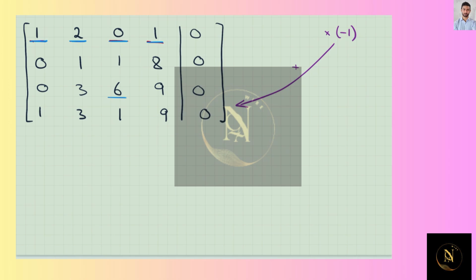Now let's move on to the fourth row. 1 times -1 plus 1 is going to be 0. 2 times -1 is -2. -2 plus 3 is 1. Zero times -1 is 0. 0 plus 1 is 1. And 1 times -1 is -1 plus 9 is going to be 8. And we are done with the last row.